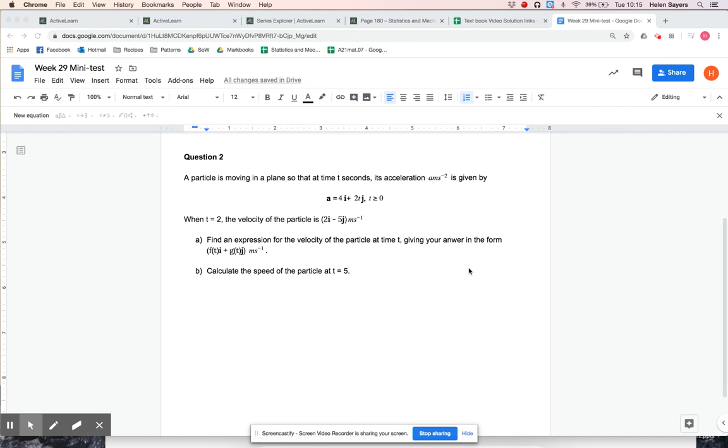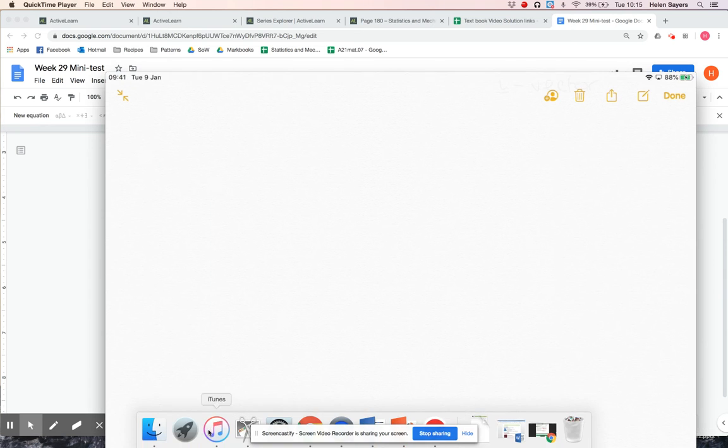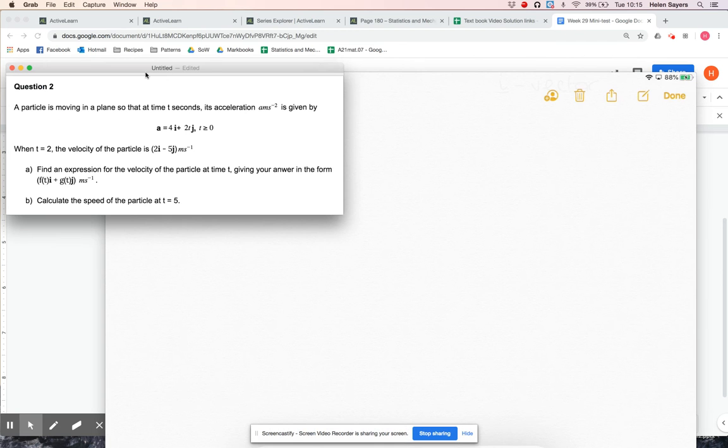Okay, we're looking at mini test week 29, question 2. So we've got a particle moving in a plane and we're given its acceleration as a vector. And then we're told its velocity specifically at the point when t equals 2. And then we're asked to find just the general expression for the velocity in terms of t. Okay, right, so let's just get the question up.